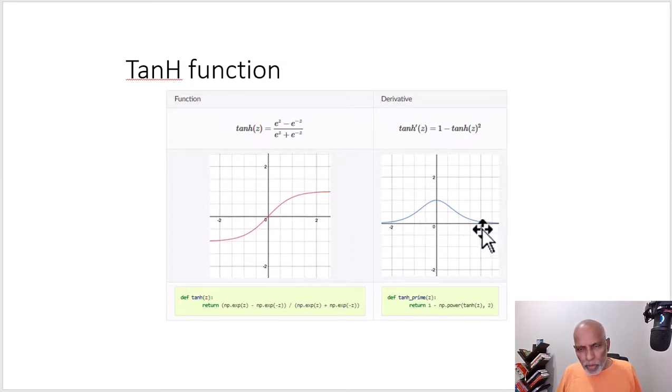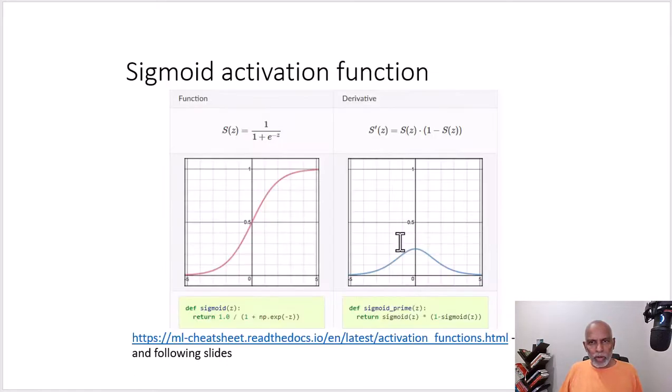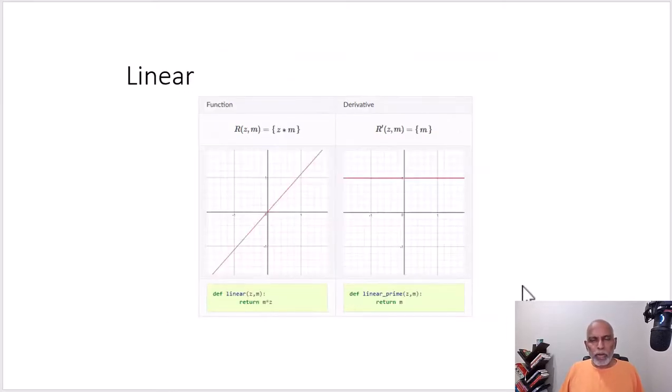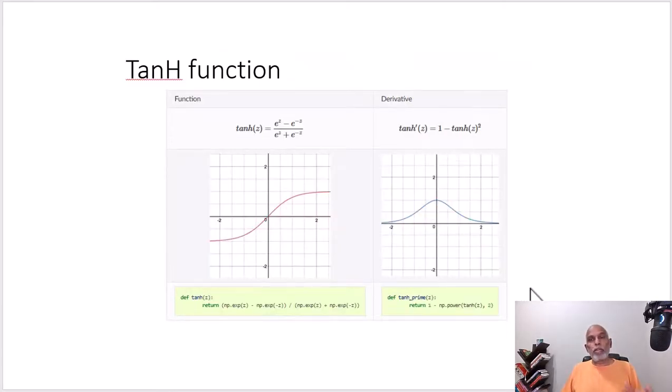You can see that between minus 2 and 2, most of the changes are happening. But in the case of the logistic sigmoid function, it takes up to minus 5 to 5. So it's a very elongated, slow movement compared to the tanh function. But more importantly, if you want the output to be between minus 1 and 1, use the tanh function.